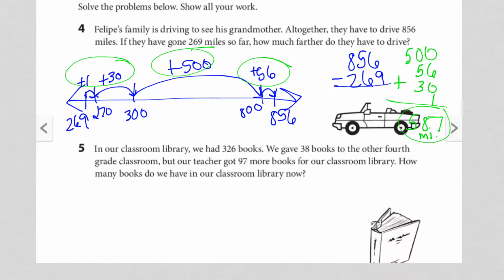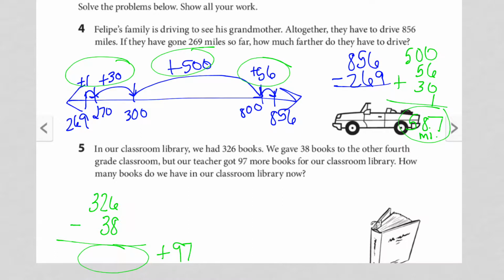Number 5, in our classroom library we had 326 books. We gave 38 books to our 4th grade classroom, but our teacher got 97 more books for our classroom library. How many books do we have in our classroom library now? So we started off with 326. Then we gave away 38. And then with that answer, we gained 97 more.